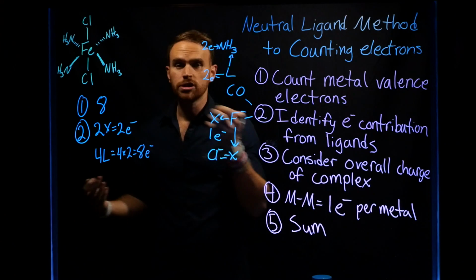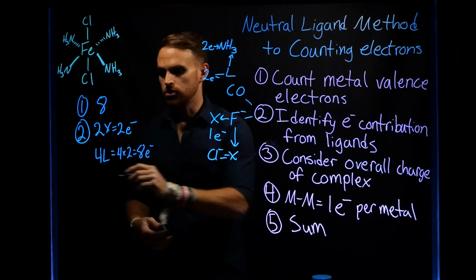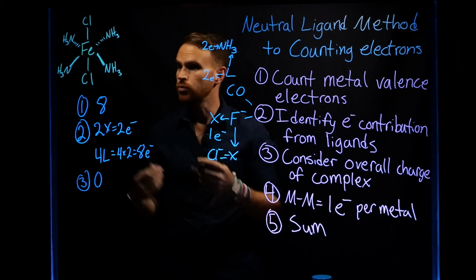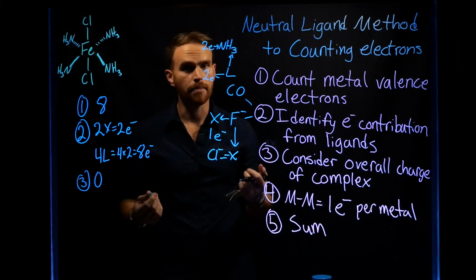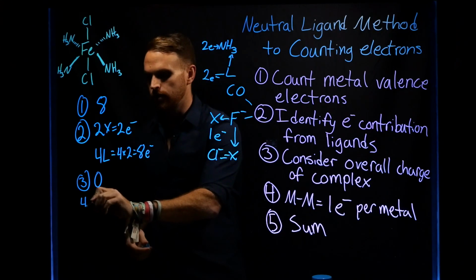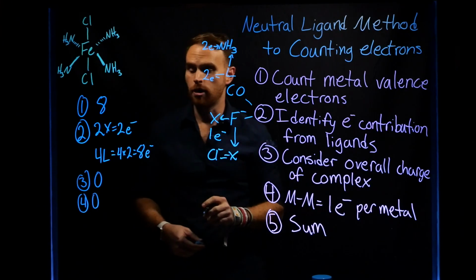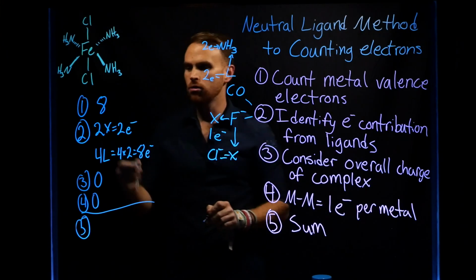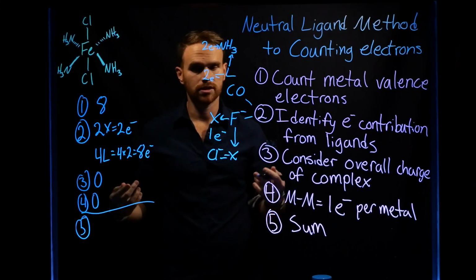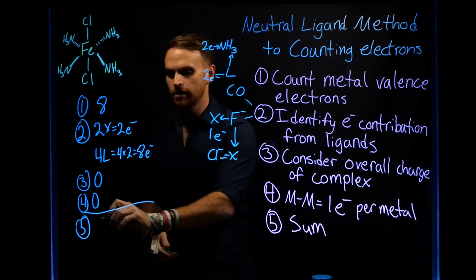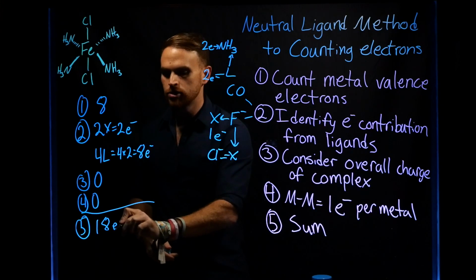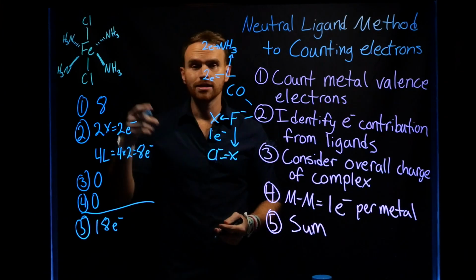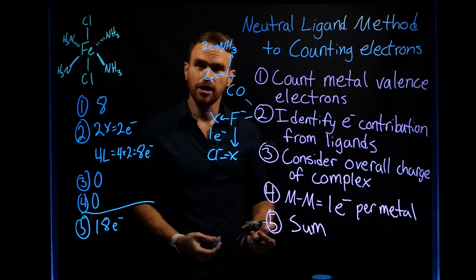The overall charge is 0 in this complex, so we do not have any electron contribution from the charge. We don't have 2 metals, so we don't have any metal-metal bonds. So again, we don't need to consider metal-metal bonds here. And now all we need to do is take the sum of all of these electrons. So 8 plus 2 is 10, plus an additional 8 gives us 18 electrons. So in fact, I would predict, based on the 18 electron rule, that this complex would be particularly stable.